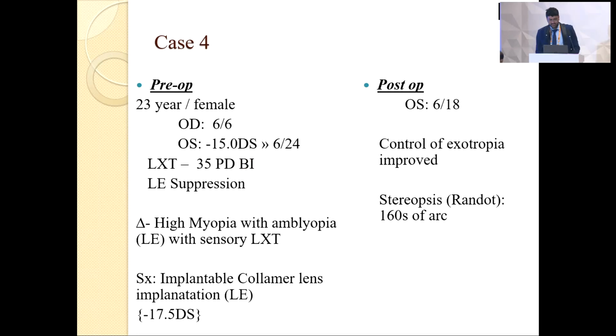Case 4 was a 23-year-old female having 6/6 vision in the right eye and -15 diopter sphere in the left eye through which vision improved to 6/24, and there were 35 prism diopters of left exotropia and left eye suppression. Diagnosis was high myopia with amblyopia in the left eye with sensory left exotropia. The patient underwent implantable Collamer lens implantation in the left eye. The power was -17.5 diopter sphere. Post-operatively, the vision improved to 6/18 and control of exotropia improved. Stereopsis documented was 160 seconds of arc.